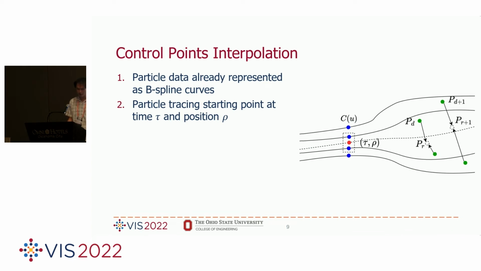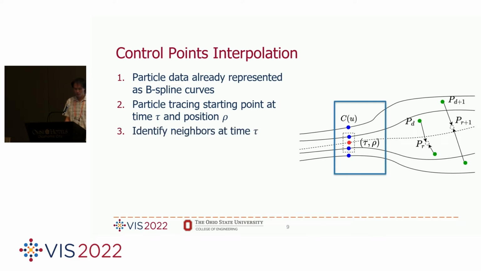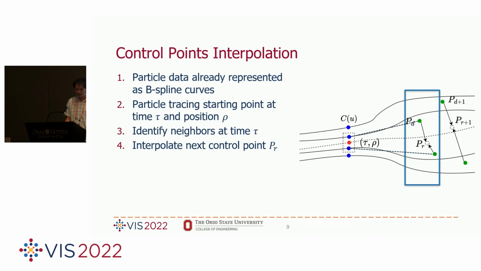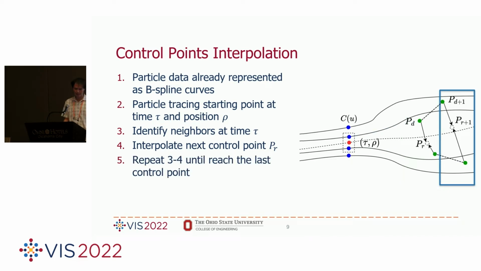After all the particles are represented as B-spline curves, we now can perform interpolation on the control points. Suppose at step 2, we start tracing a particle at time tau and position rho. We identify some closest neighbors. In this example, we choose 2. And then we interpolate its next control point, P of R, from the next control points of the neighbors, P of D. We repeat these 2 steps until the last control point is reached.